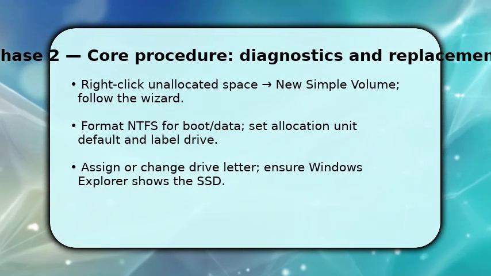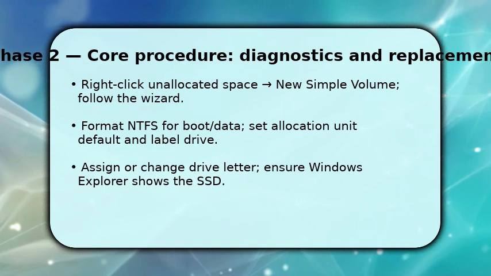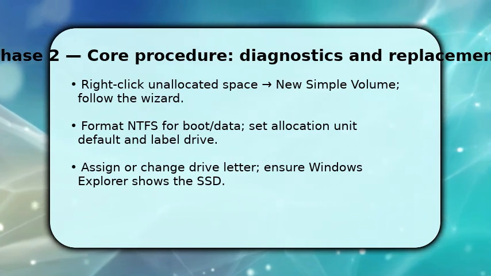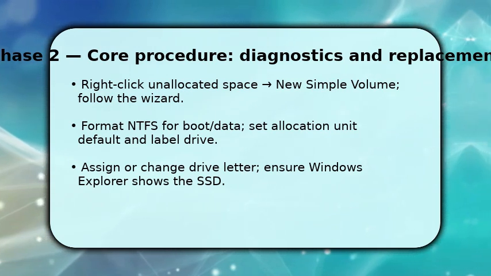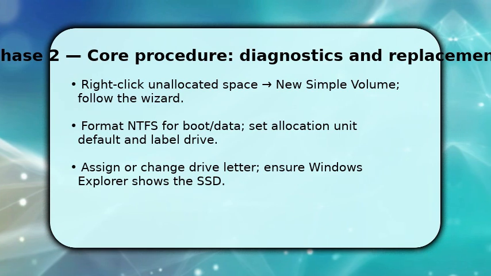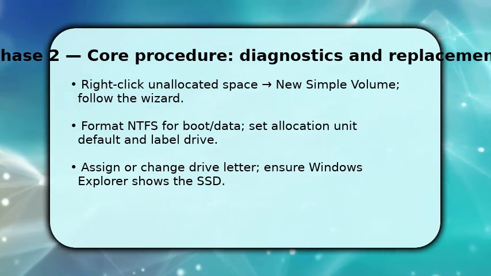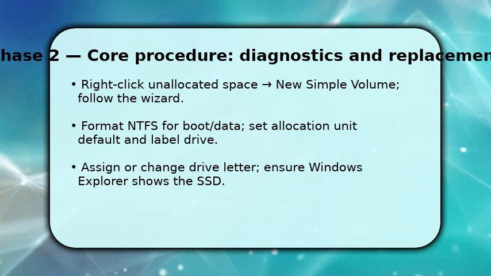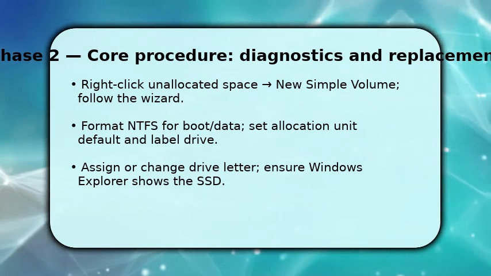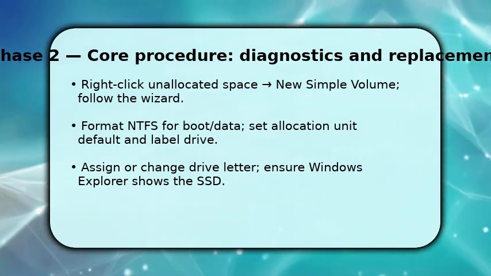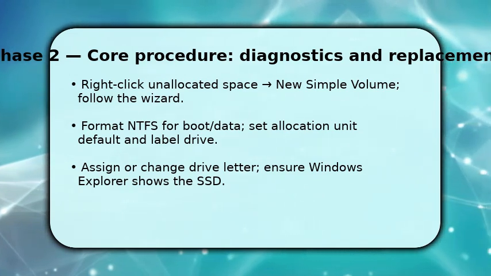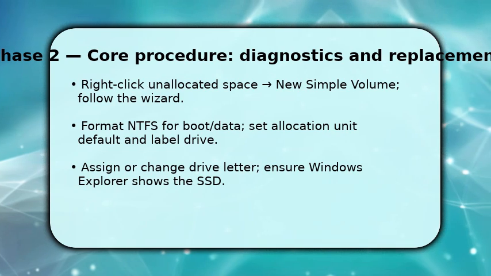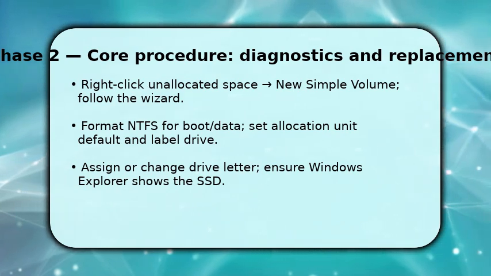Now you partition and format so Windows can use the SSD. Right-click the unallocated region and create a new simple volume, then pick Size, Drive Letter, and File System: NTFS for general use, exFAT if you need cross-platform compatibility. Formatting writes the file system so Windows recognizes files properly. Make sure to set a drive letter that doesn't conflict with network mappings. Once formatted, use Explorer to confirm the drive appears.